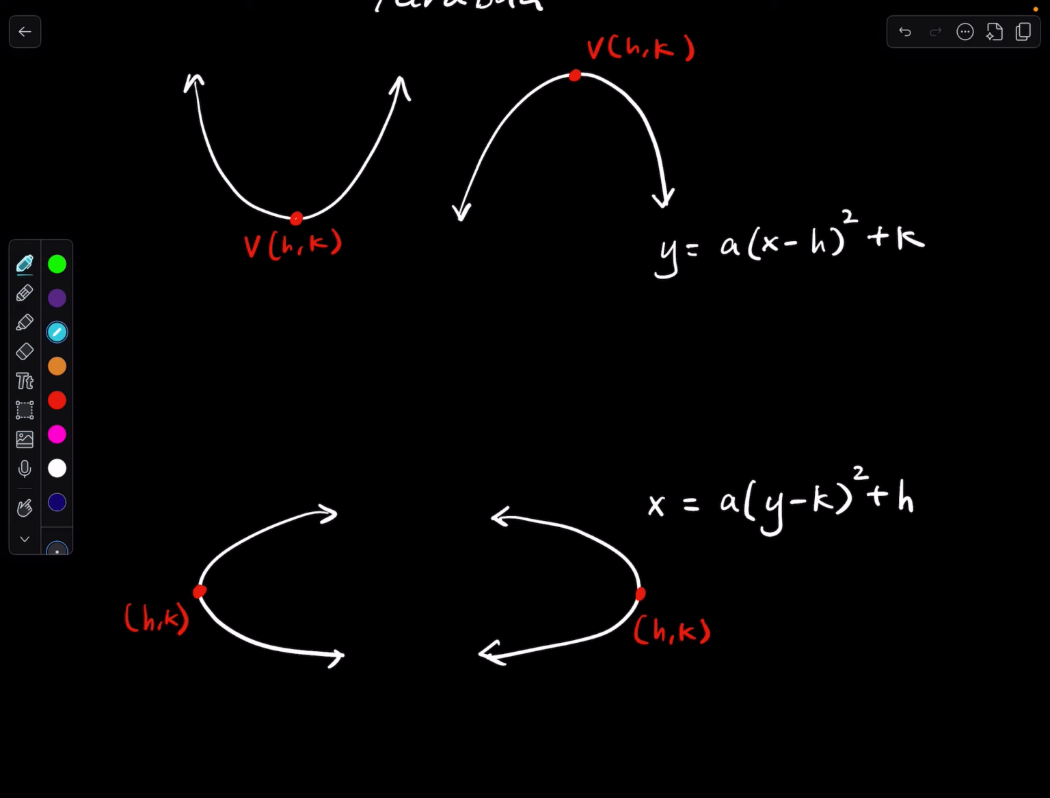Inside the mouth, like a happy face, you get a focus right here. So the focus is going to be inside. These are where the foci are. The distance from V to F, right here, is called p. So here's p, and here's a negative p because you have to go down to find the focus. This is another p, and this is going to be the opposite, negative p again.